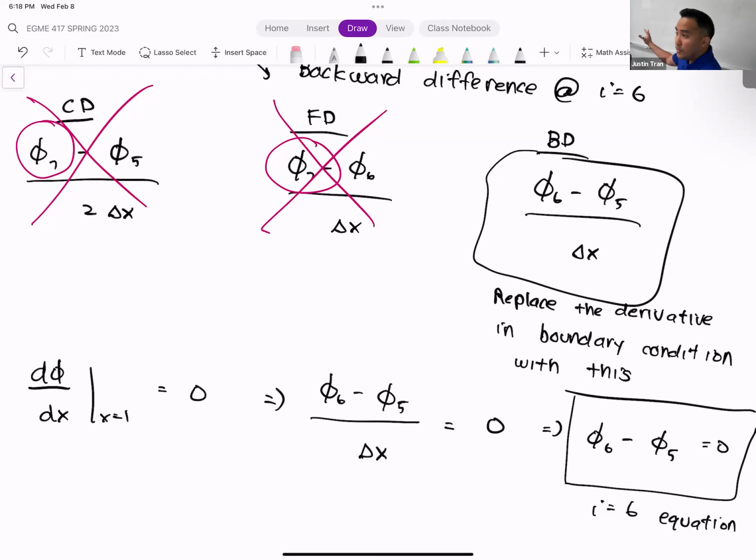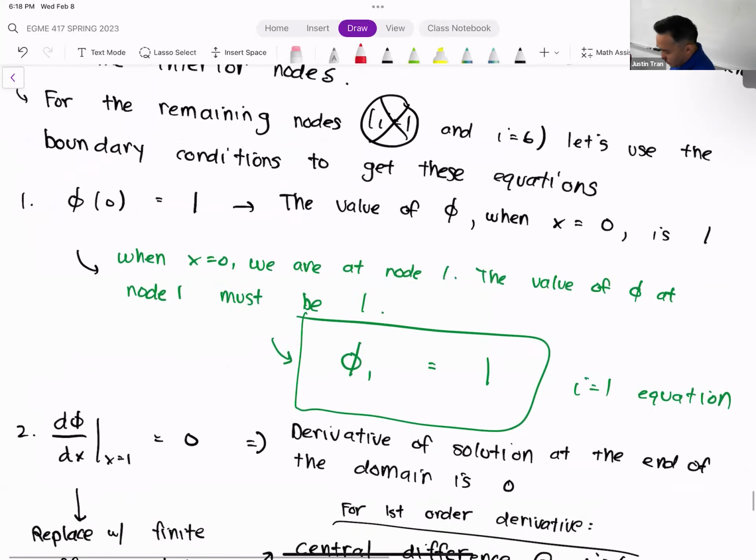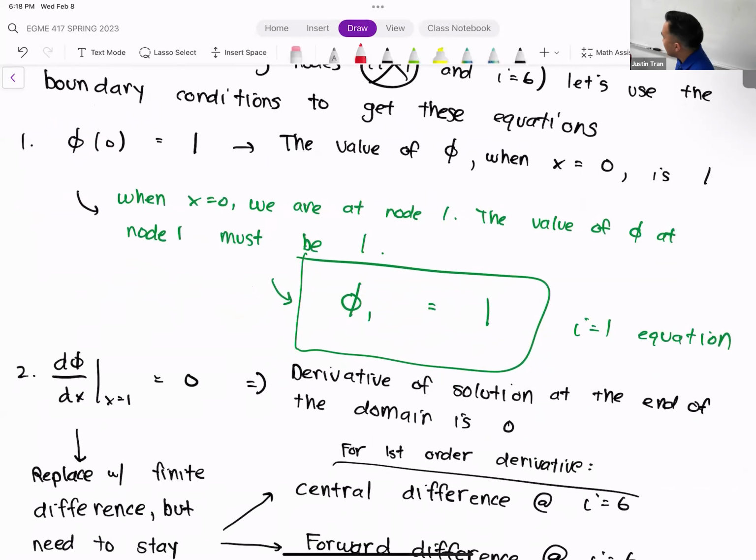Right, any questions on how we obtain this equation here? Okay. All right. And another bit of trivia, before we put it all together. Remember, I picked these two boundary conditions on purpose so that you see both. The first boundary condition, where we specify the solution directly, is called a Dirichlet boundary condition.